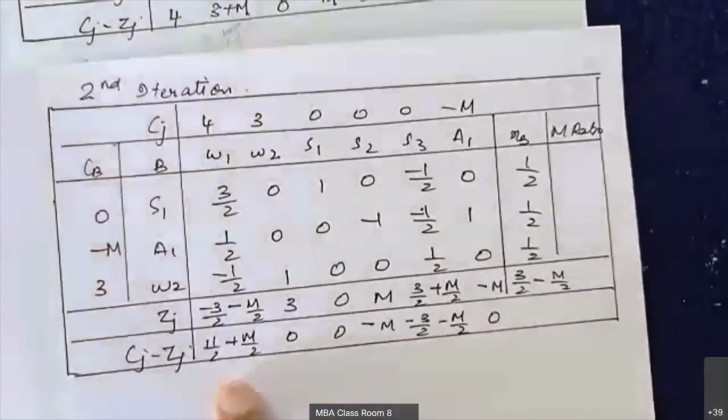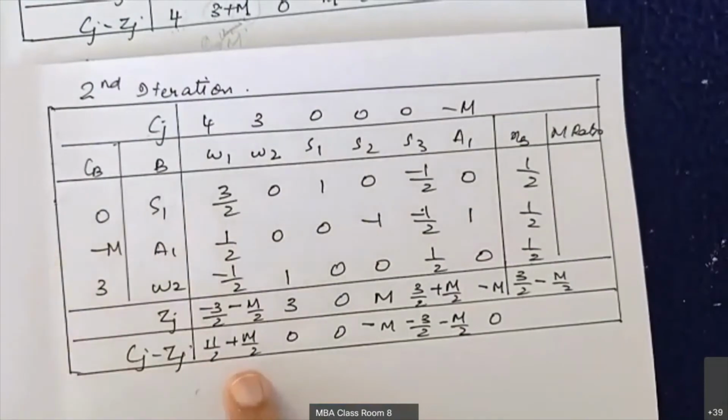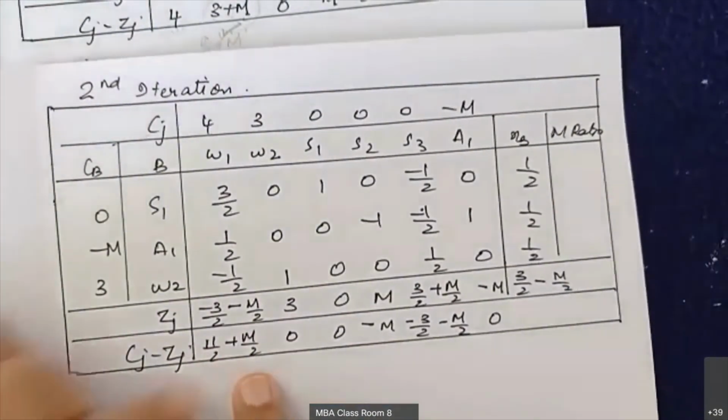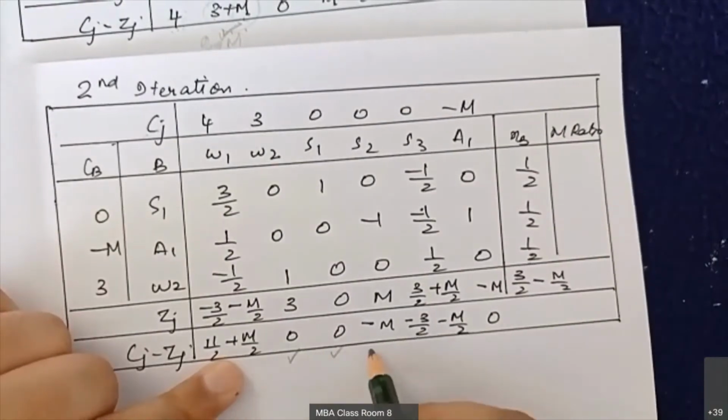Okay, have we reached the optimality condition? No, because here we are having positive values. 11 by 2 plus m by 2 is a positive value. The other numbers are all negative. Over here it is 0, 0. This is minus m.